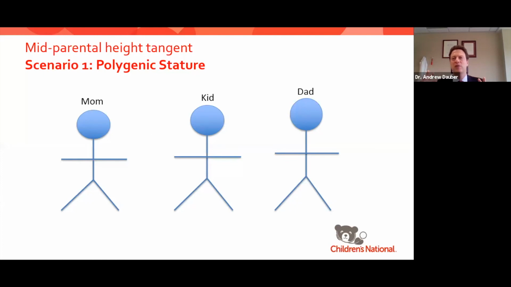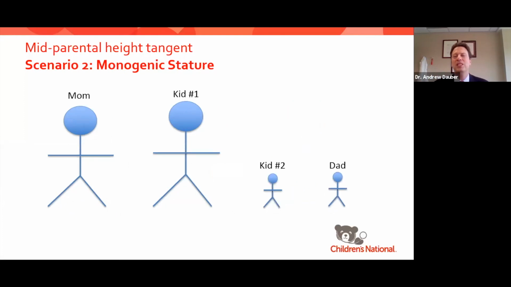But in aggregate, if you get half from your mom and half from your dad, and you mix them all up together, the child will end up somewhere in the middle of that expectation. Of course, there's going to be some variability between siblings depending on what mix they got. But this concept of the mid-parental height does not make any sense when you apply it to monogenic short stature.